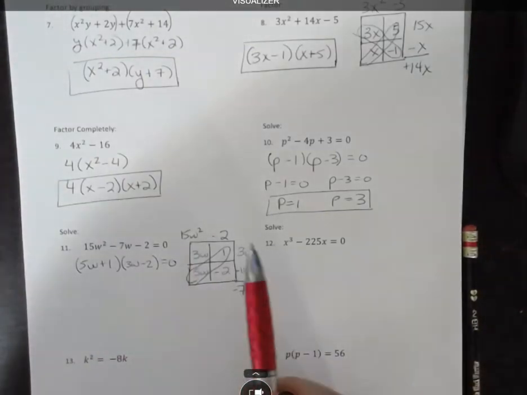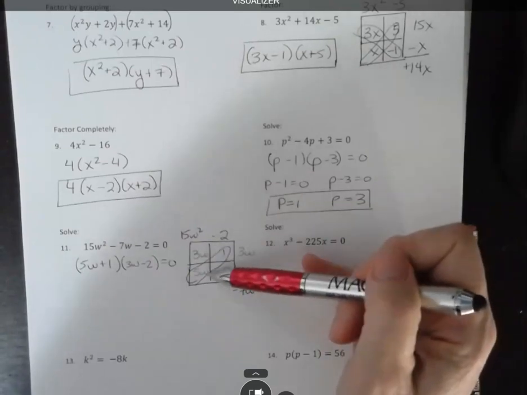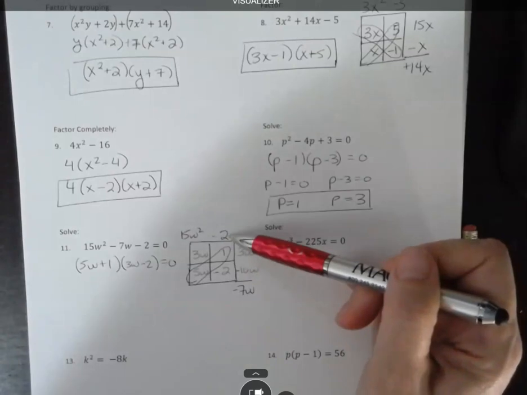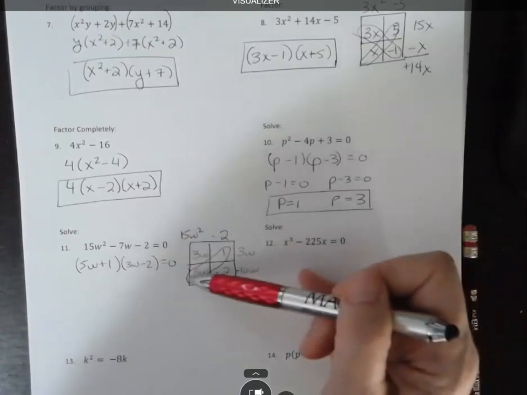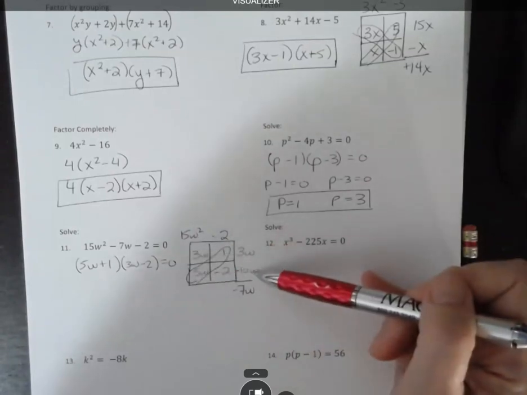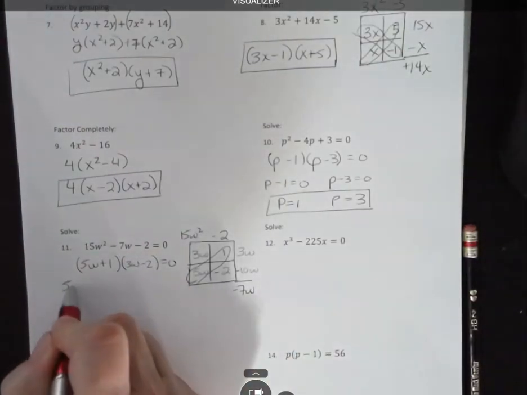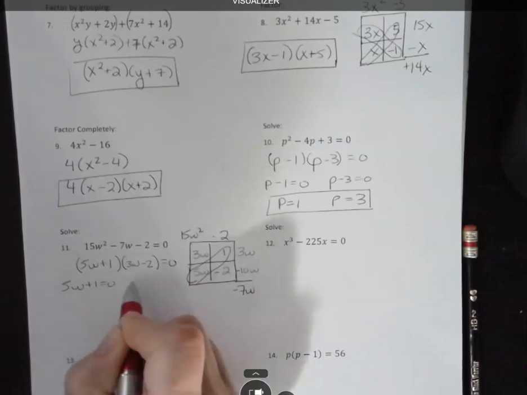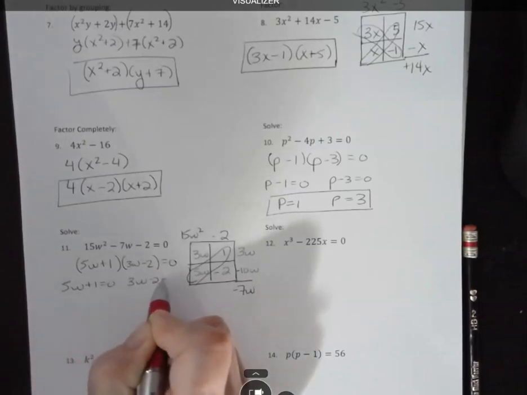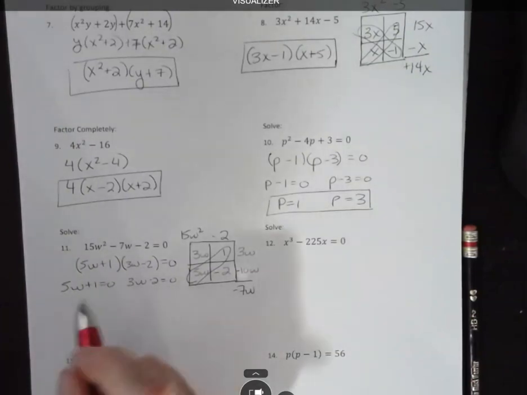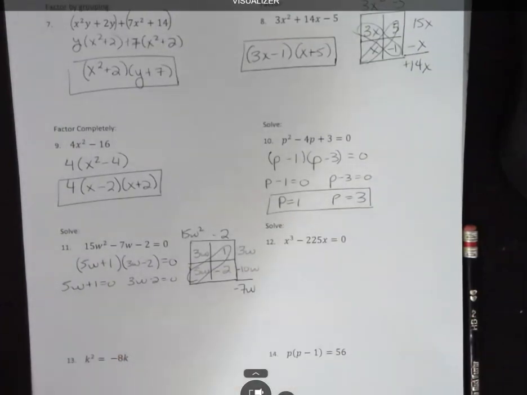And then just to show you though, 3w times 5w is 15w squared. Negative 2 times 1 is negative 2. 3w plus negative 10w is negative 7w. And then we set each of those equal to 0 to solve. We have an equation to the second power. We expect 2 answers. Sometimes we get an answer to repeat, but typically we expect 2 answers there.